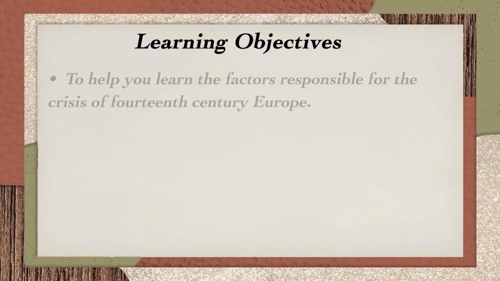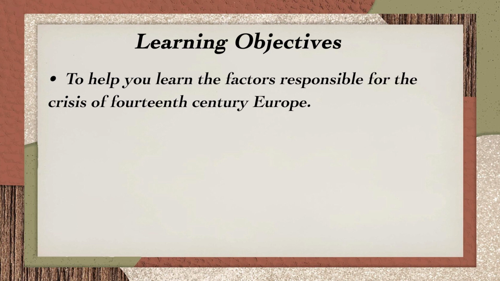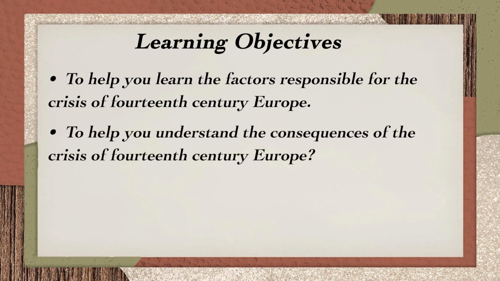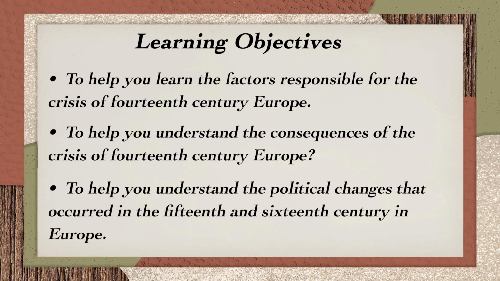Today we will take up the last session of the theme in World History, the Three Orders, of class 11th. The learning objectives of today's session are to help you learn the factors responsible for the crisis of 14th century Europe, to help you understand the consequences of the crisis of 14th century Europe, to help you understand the political changes that occurred in the 15th and 16th century in Europe.